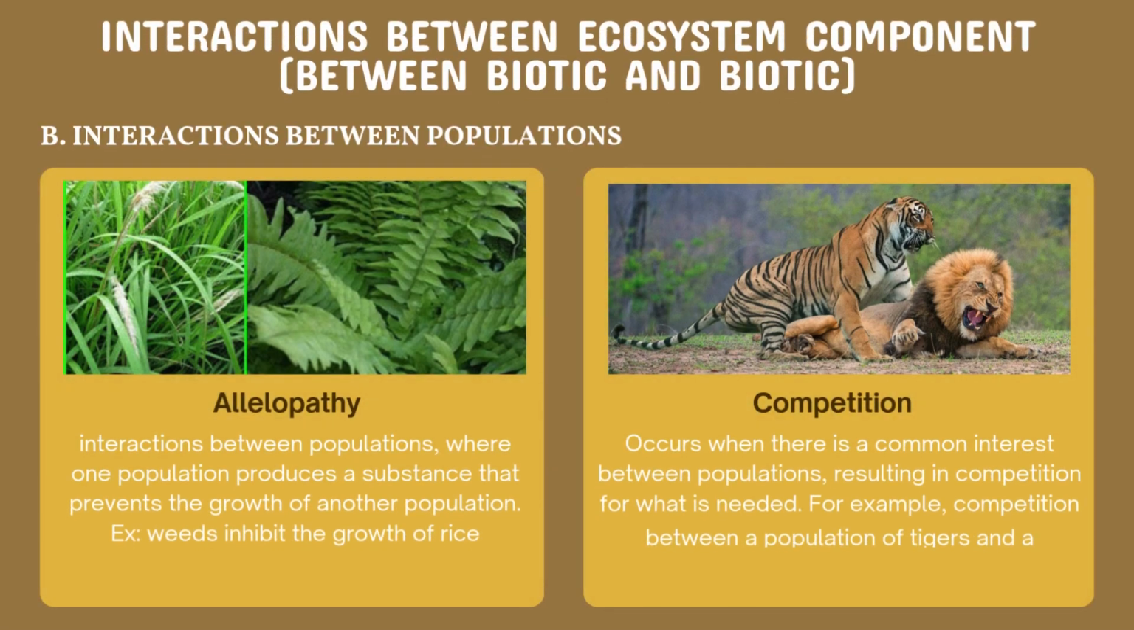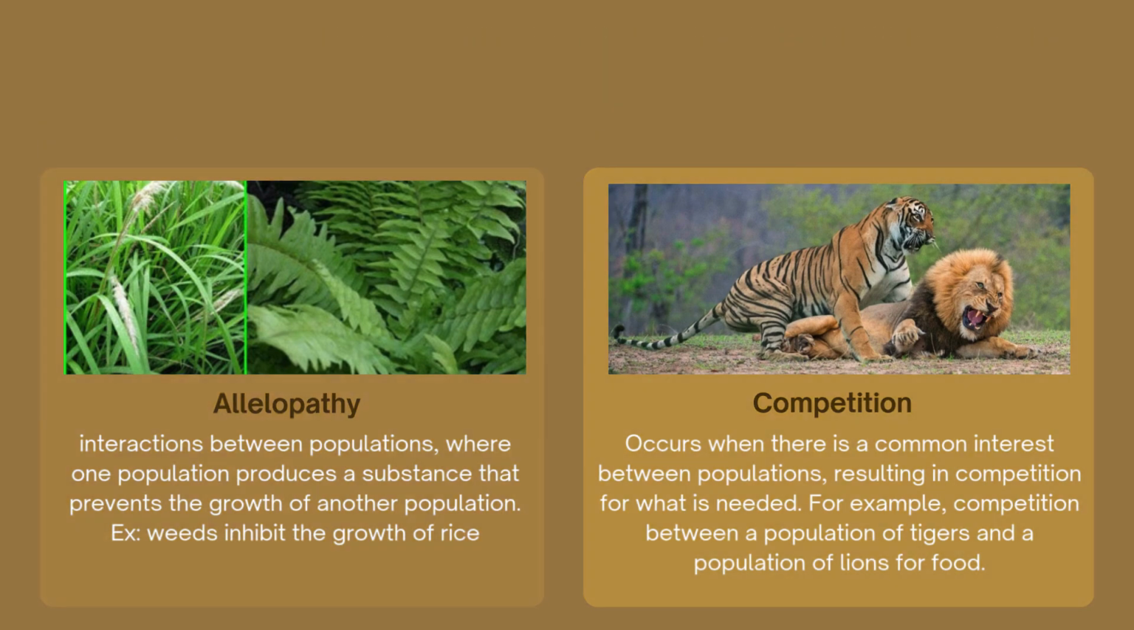The next is interaction between populations. The first is allelopathy, interaction between populations where one population produces a substance that prevents the growth of another population. Example, weeds inhibit the growth of rice. And the second is competition, which occurs when there is a common interest between populations, resulting in competition for what is needed. For example, competition between a population of tigers and a population of lions for food.